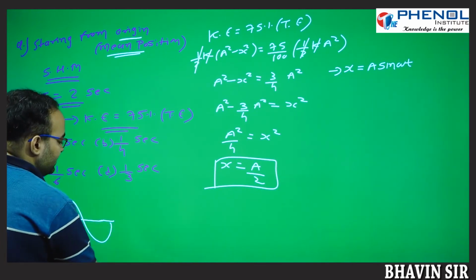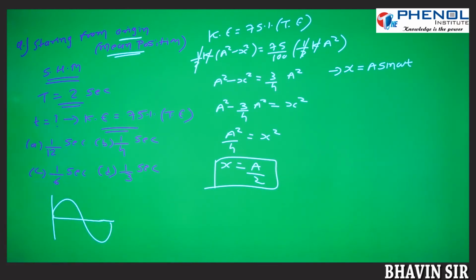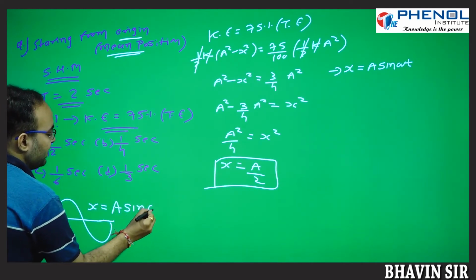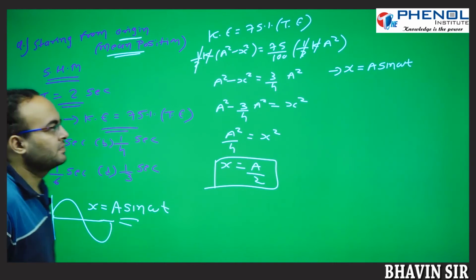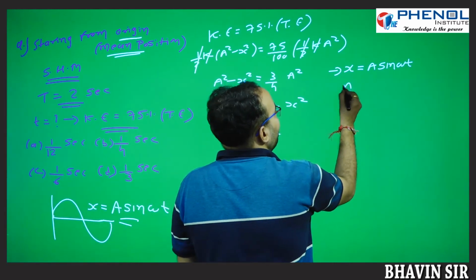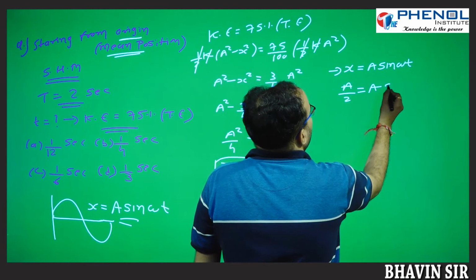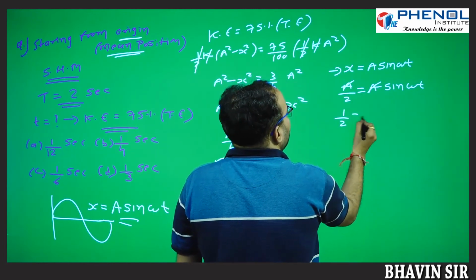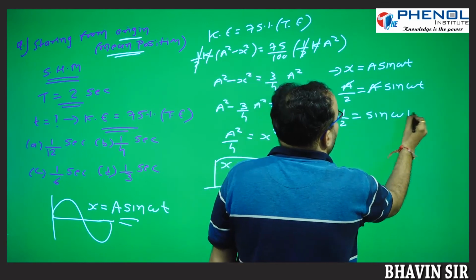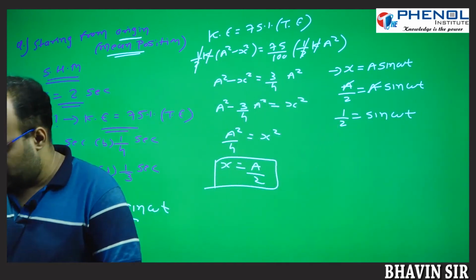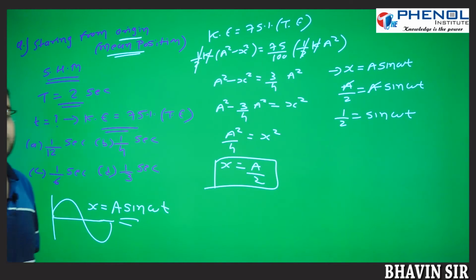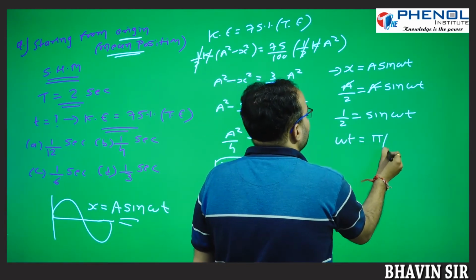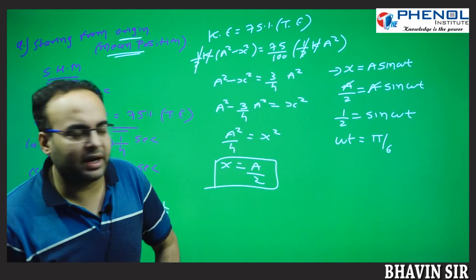But here oscillations start from mean position, so we take x equals A sin omega t. So now what is x? A by 2. A cancels, so 1/2 equals sin omega t. So sin omega t is 1/2 when the angle becomes pi by 6, sin 30, sin pi by 6, 1/2.